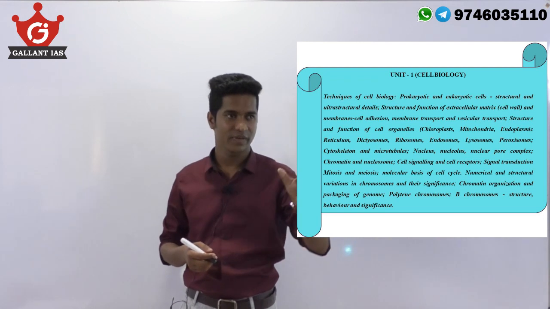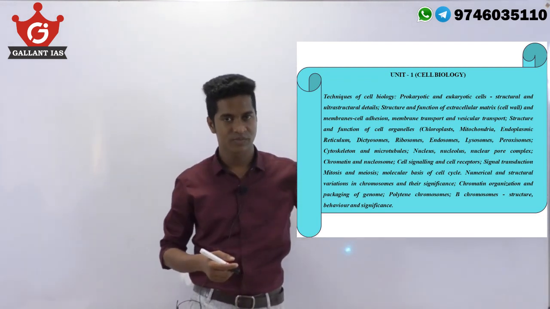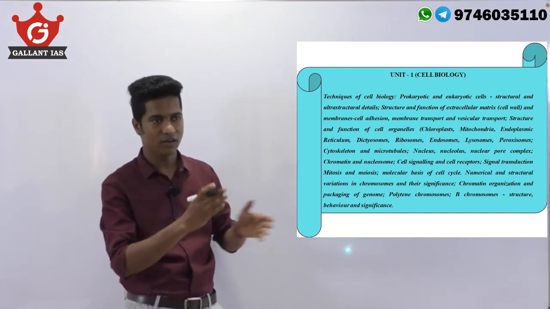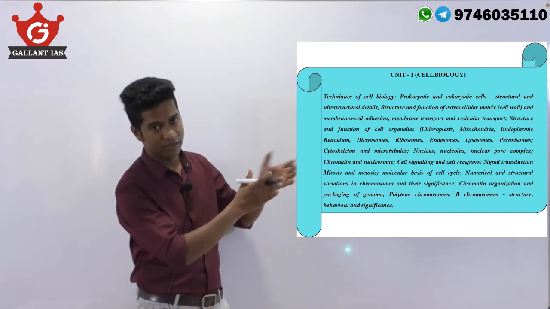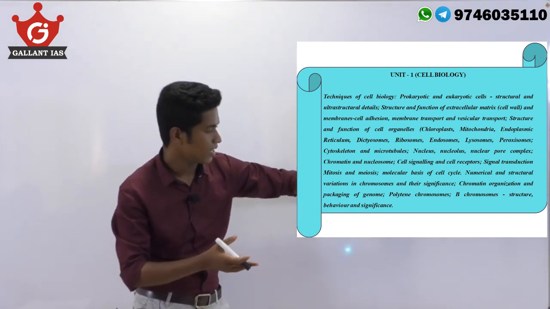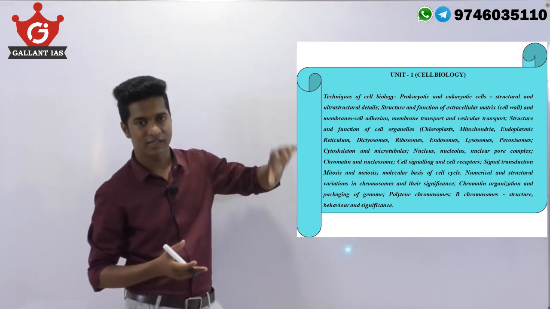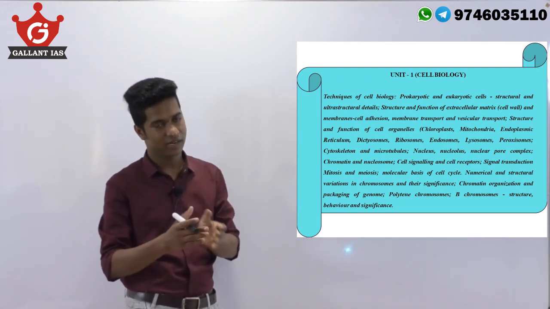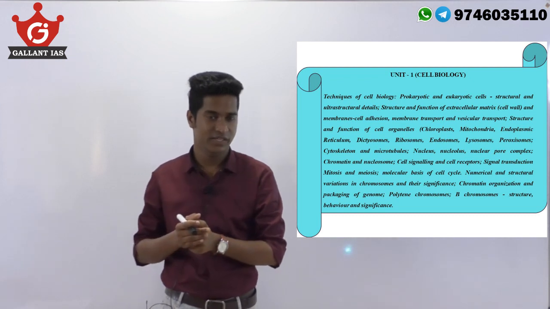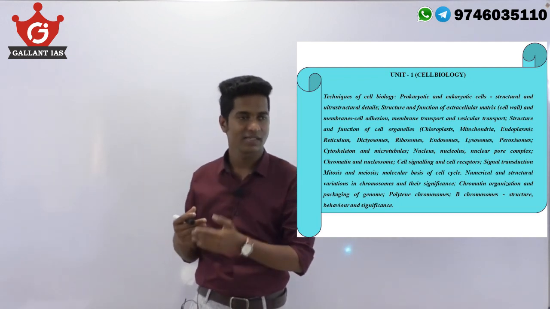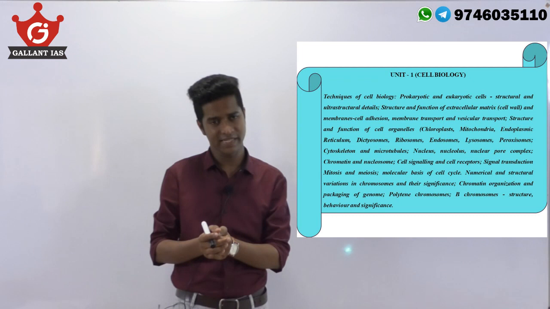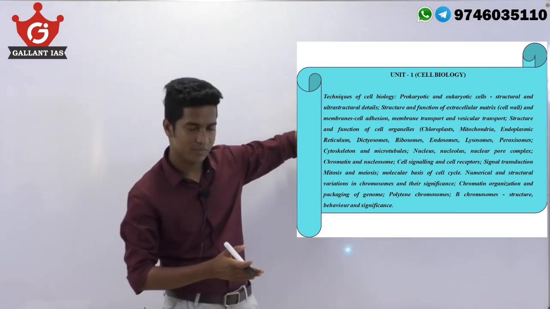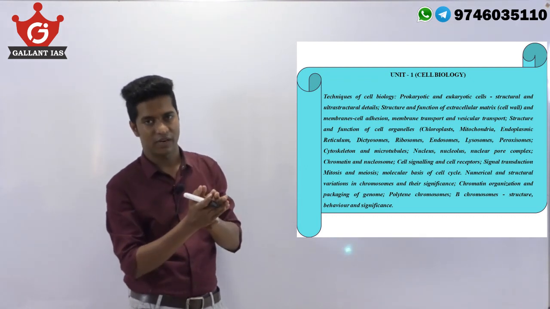Structural elements means cell organelles: ribosomes, endoplasmic reticulum, mitochondria. So we are discussing their structural role and functional role. Later, in the second part, we discuss the functional role: how the cell undergoes mitosis and meiosis, how cell signaling or signal transduction takes place, and later the molecular basis of the cell cycle. So all these come under the functional part of the cell, and the topmost part is considered the structural part of the cell.